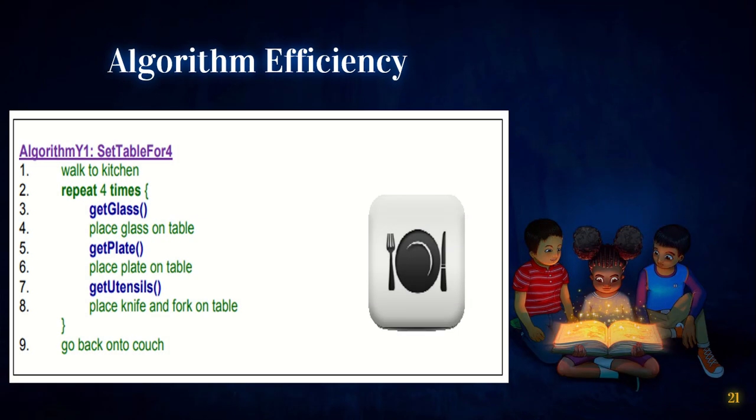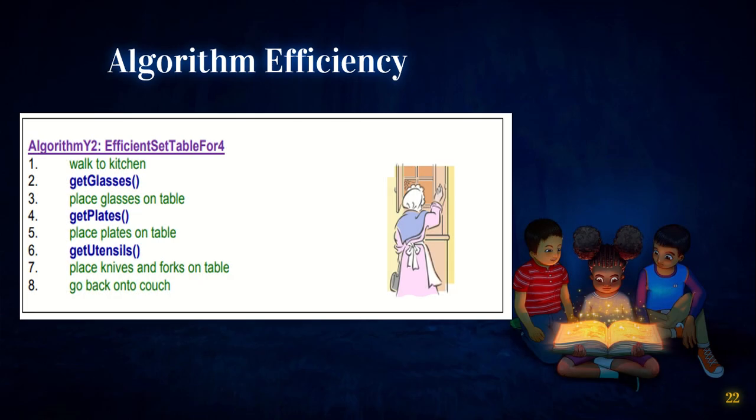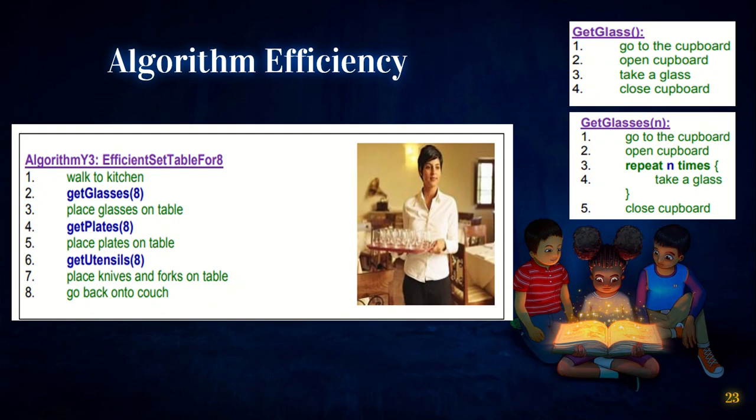Okay, and you can see some more things also. Algorithm efficiency: get glass, that is repeated 4 times, plate, get utensil. So this is for setting the table for 4 people. And you can see another algorithm also. And this is another one. These are written in a very exact manner without adding extra points. You can say: get glass, go to the cupboard, open the cupboard, take a glass, close the cupboard.